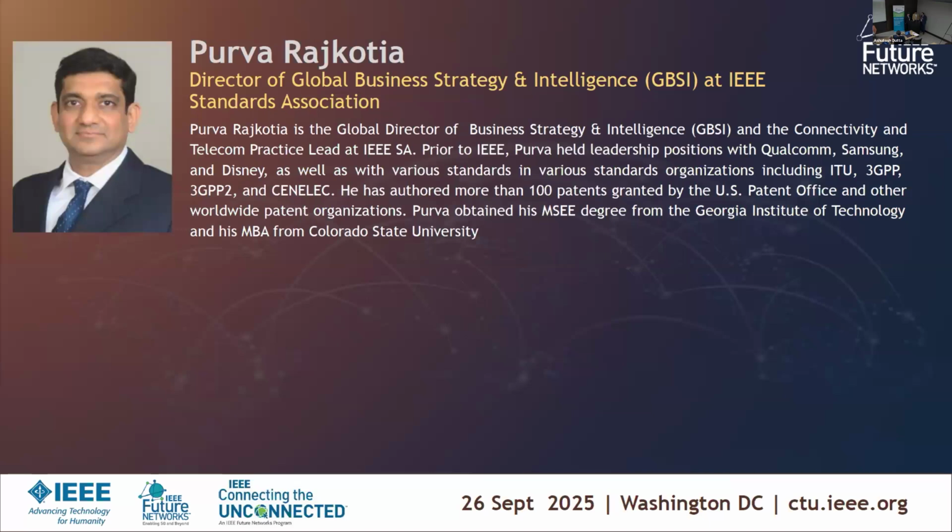Purva is a global director of business strategy and intelligence and connectivity telecom practice here at IEEE. But he also has a lot of industry experience. He was with Qualcomm, Samsung, Disney, and also various standards organizations like IT52. He has about 100 patents granted by the US Patent Office and other patent organizations. He has a master's in electrical engineering from Georgia Tech and an MBA from Colorado State. All right. Thank you so much, Ashutosh.